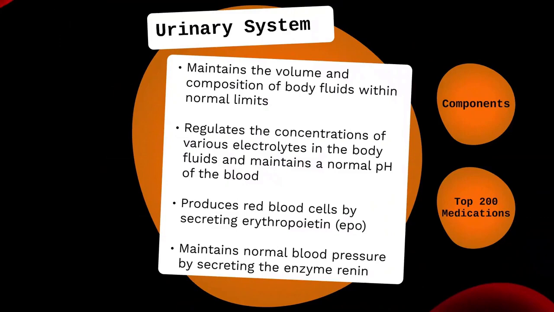We're now going to look at our urinary system. This maintains the volume and composition of body fluids within normal limits. It regulates the concentrations of various electrolytes in the body, as well as our fluids, and maintains a normal pH of our blood. Our urinary system also helps to produce our red blood cells by secreting erythropoietin, or EPO. And it finally maintains normal blood pressure by secreting the enzyme renin as part of the renin-aldosterone-angiotensin system.